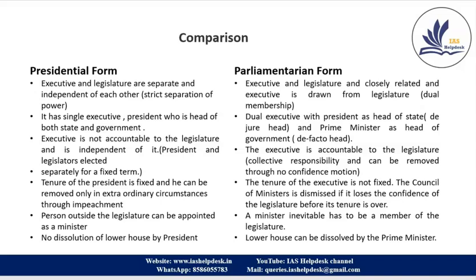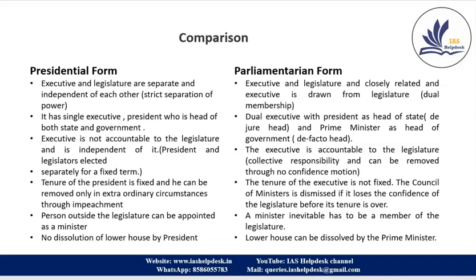Next we have a single executive in presidential form of government, where the president is head of both state and government. Here in parliament we have dual executive with the president as head of the state, whereas the prime minister is head of the government. Next, the executive is not accountable in presidential form of government to the legislature and is independent. Basically, it is one and the same point where executive and legislature are separate. So the executive is accountable in the parliamentary system to the legislature and can be removed through a no confidence motion.